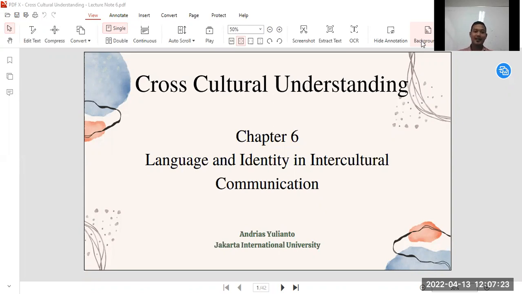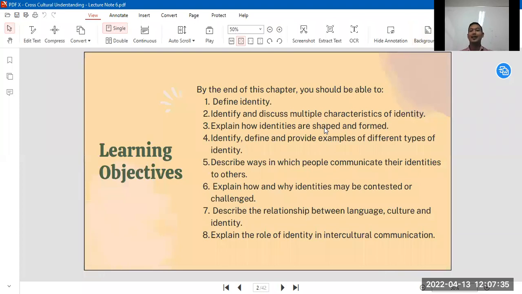Today is the sixth meeting of this class, and today's topic is about language and identity in intercultural communications. Now, let's begin this chapter with the learning objectives.